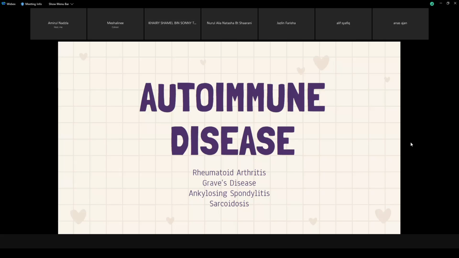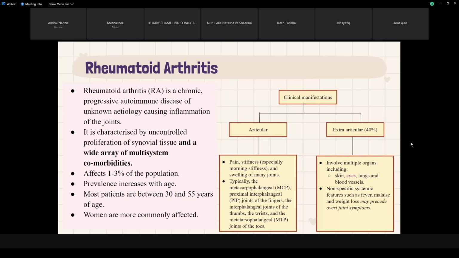So I'll now continue the presentation with autoimmune diseases and their ocular manifestations. Next slide. First one is rheumatoid arthritis. A brief introduction. We know that rheumatoid arthritis is a chronic progressive autoimmune disease that causes inflammation of the joints.